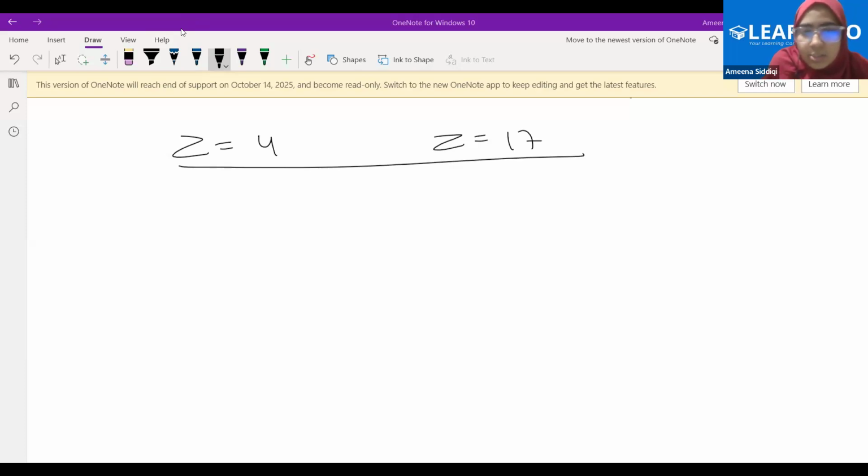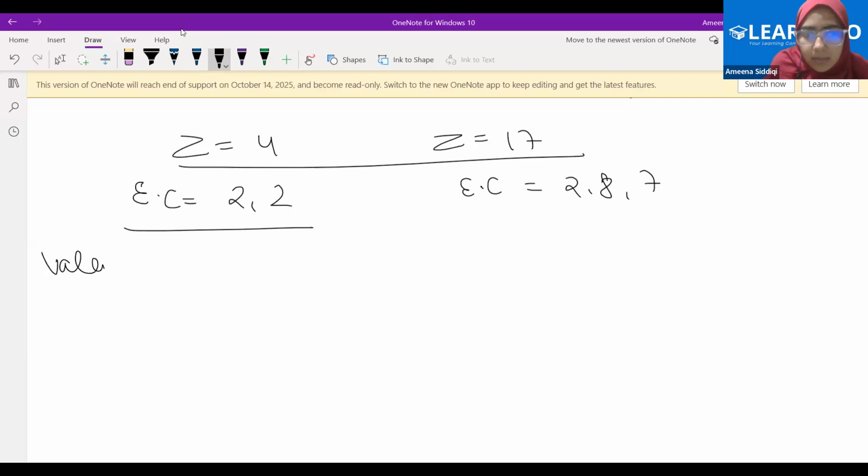Let's see. Z equal to 4 means how many electrons? 4 electrons, right? What will be the electronic configuration? 2 in the first shell, 2 in the second shell. Now for Z equal to 17, how many electrons? 17 electrons. What will be the electronic configuration? 2, 8, and 7. Good. Now here, what will be the valency? It will definitely lose 2 electrons. So the valency becomes 2. Here, what will be the valency? It will definitely gain 1 electron. So the valency becomes -1.